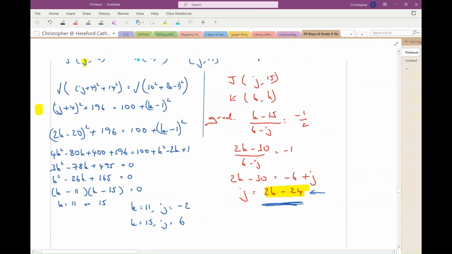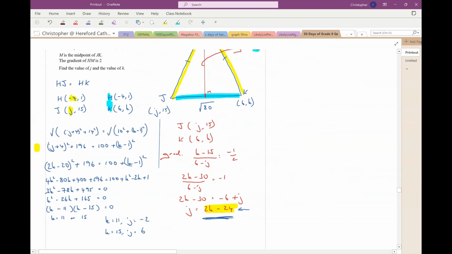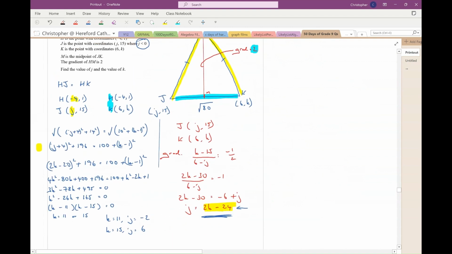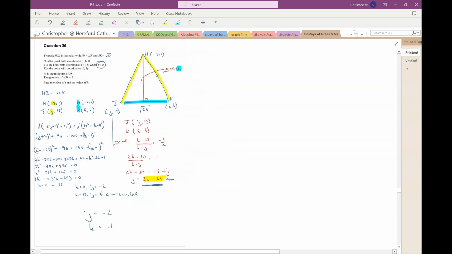But remember, didn't j have to be negative? Let's have a look. I'm pretty sure j had to be negative. Yes, it did. So this is invalid. And so my answers are that j equals minus 2 and k equals 11. And that is question 36 done.